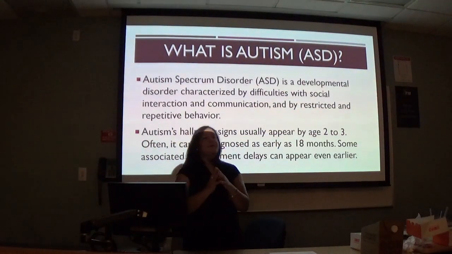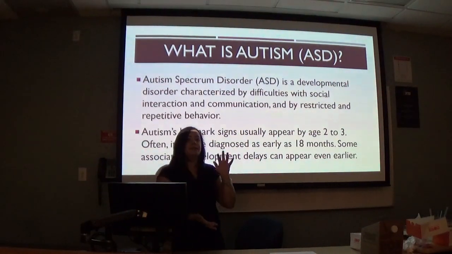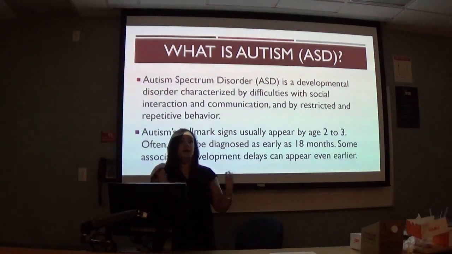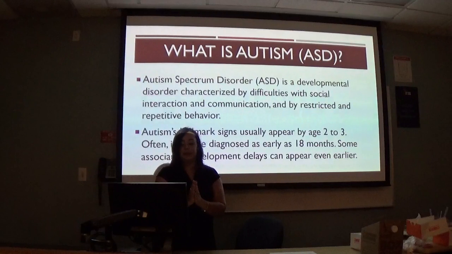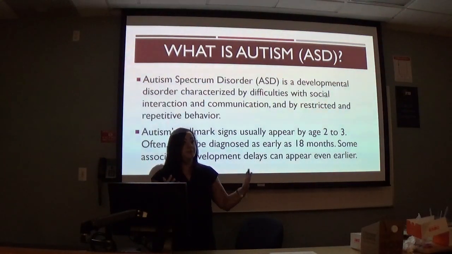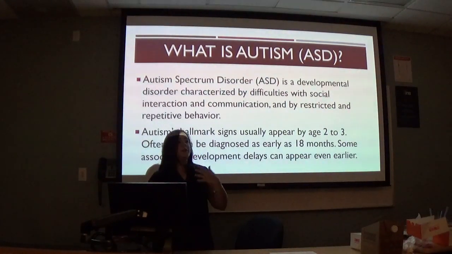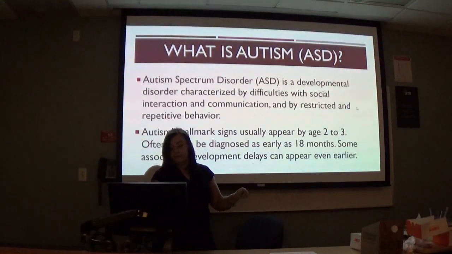So to give you guys the DSM version of what ASD is. The DSM is basically the psychiatric manual that defines autism as a developmental disorder. It's categorized as a developmental disorder with difficulties in social interactions, communication, and restrictive and repetitive patterns of behavior. Usually the hallmark signs will appear sometimes between 2 and 3 years old. So that makes sense why most of you guys are early learners. And often it can be diagnosed as early as 18 months. And I've even had some cases where it's even earlier.